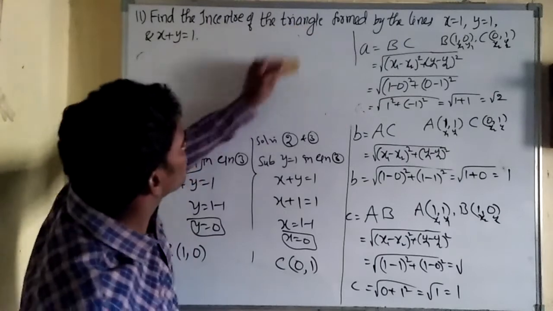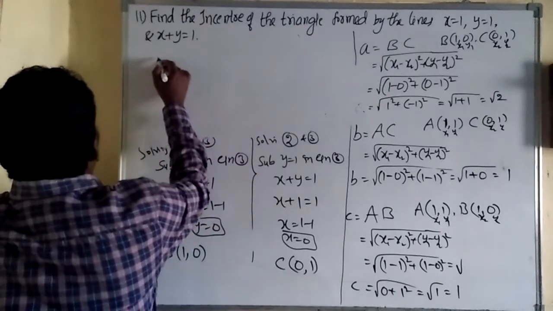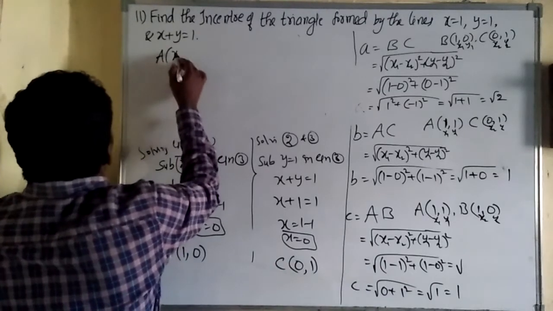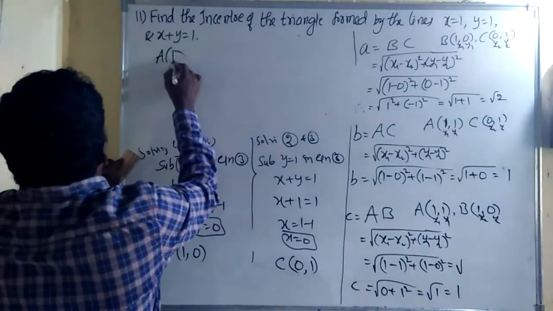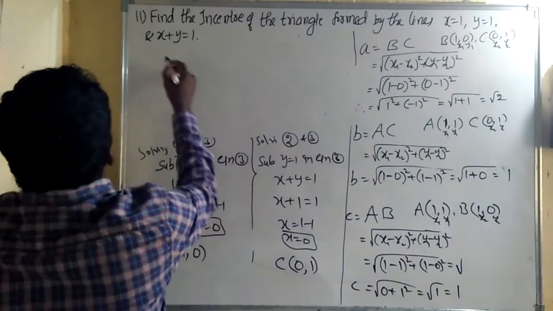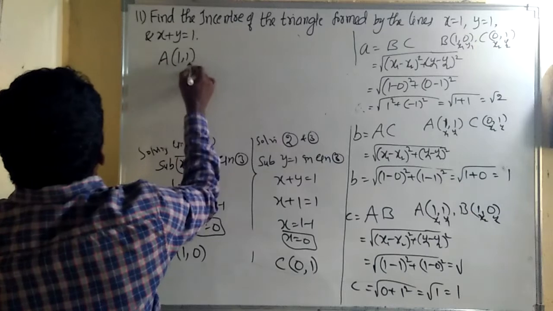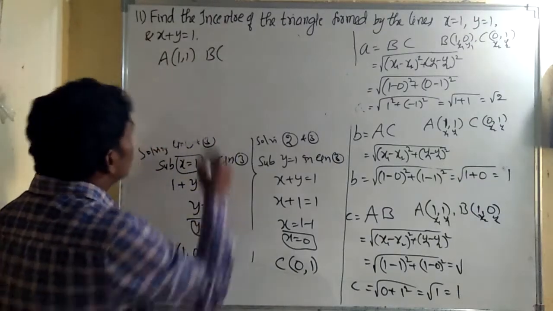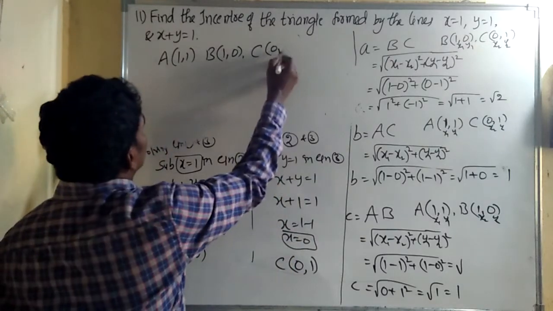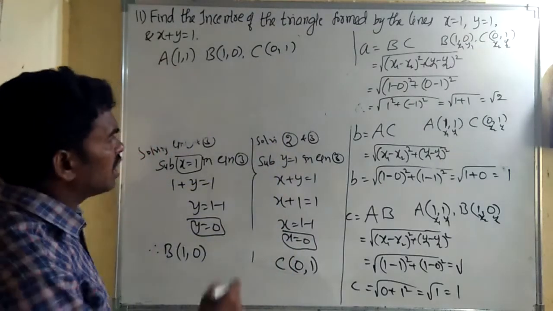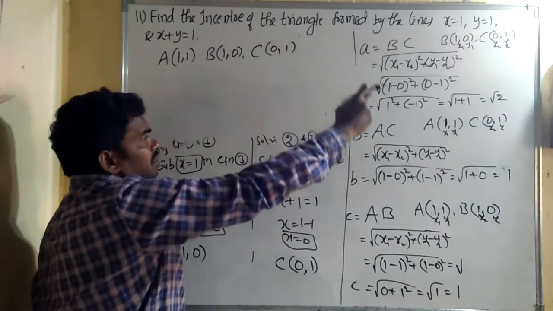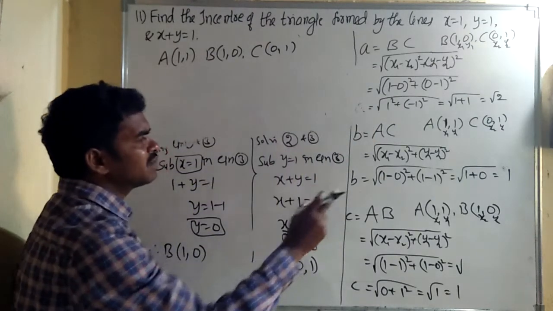So finally, what is vertex A? Continuation here. Vertex A is 1 comma 1. Vertex B we got as 1 comma 0, and vertex C we got as 0 comma 1. We must take in order. Okay. After taking A, B, C, then only we can write what is a, that is distance BC. What is b, that is distance CA.